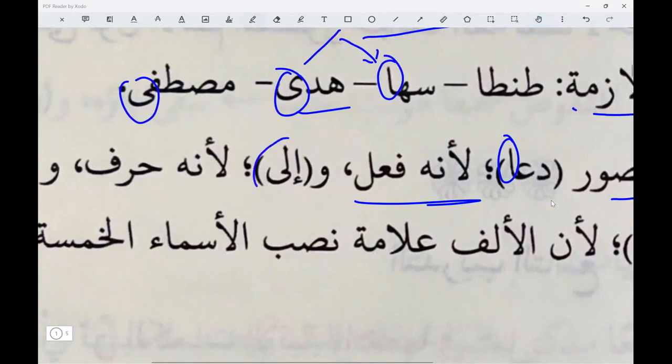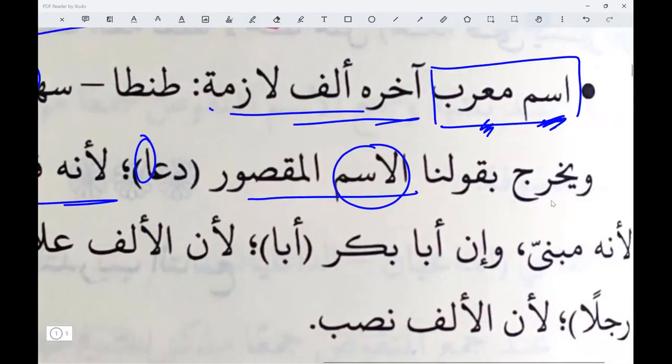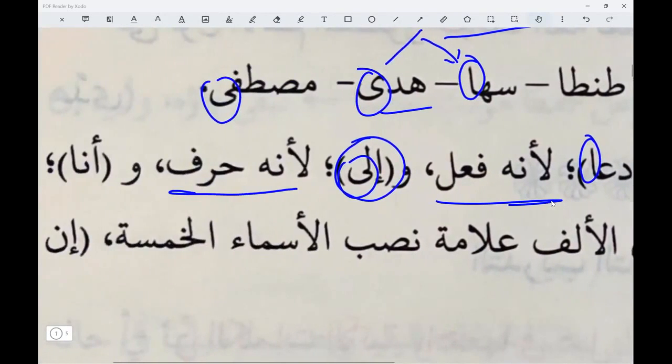Wa ila. Why do you think ila is not part of it? I can clearly see an alif here. Why? Because li'annahu harf. It is a harf. The definition says ism, right? You understand? So that's why it is very important to understand the definition.